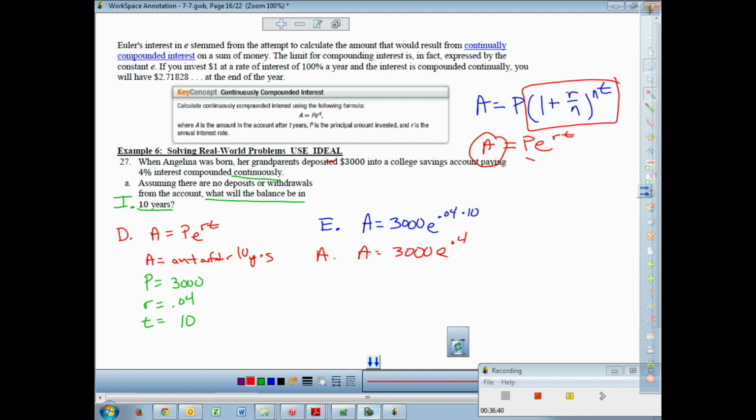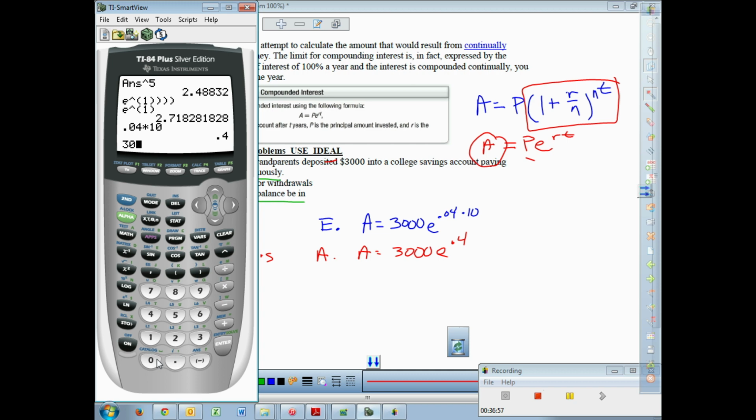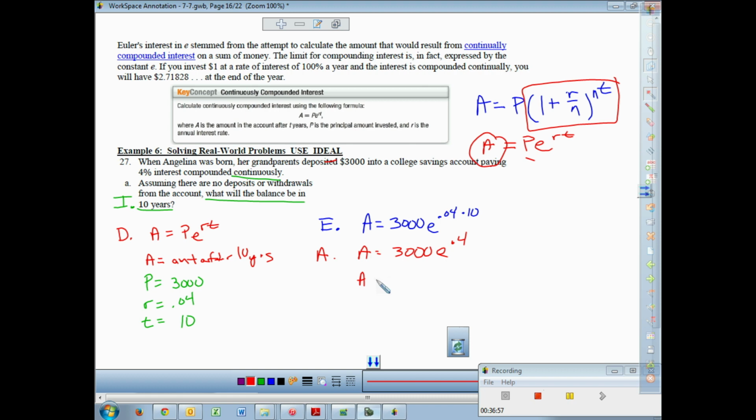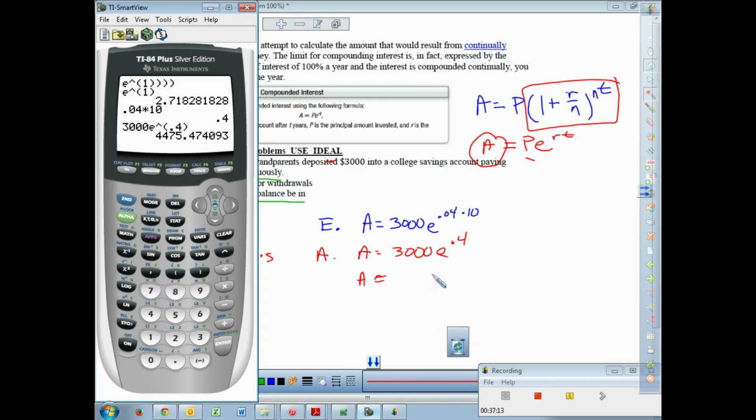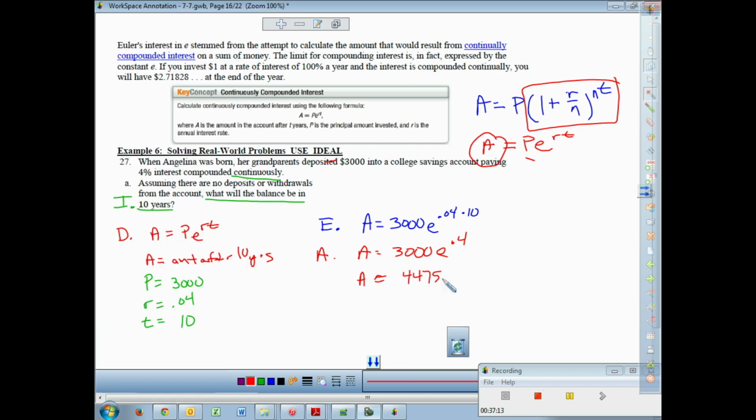Is A all by itself on one side of the equal sign? So it's time to punch that in. 3,000 times e to the 0.4 power. This is money, so how are we rounding? 2 decimal places. A equals 4475.47. That's A. Is everyone cool with that?